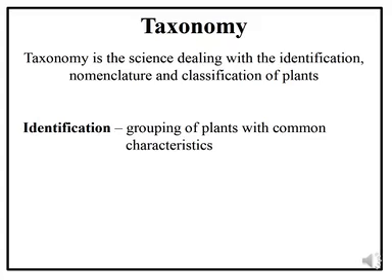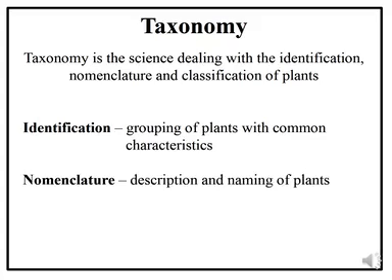The second part of taxonomy is what is called nomenclature, which is the description and the naming, in this case, of plants. Now, as I mentioned before, it is not only plants. All living organisms in this world have got a scientific name. We'll get to how that name came about and how it is used in the world in the next slide.